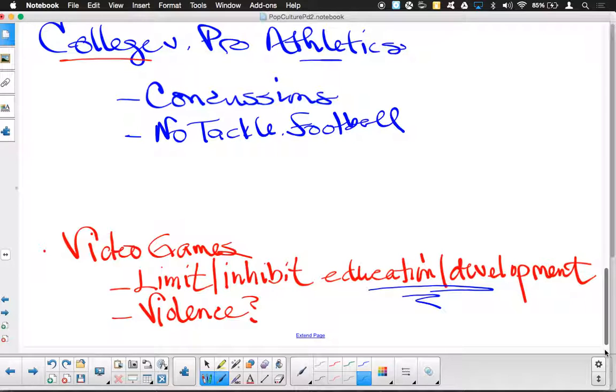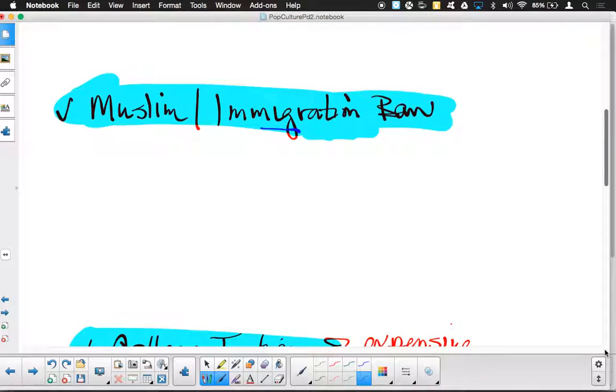A way to word the Muslim immigration ban, I feel, a way to make an argument would be: it is necessary for this Muslim immigration ban to go through for national security reasons.